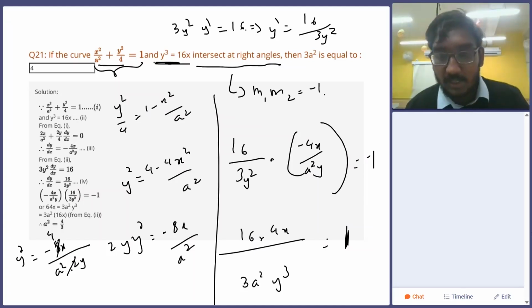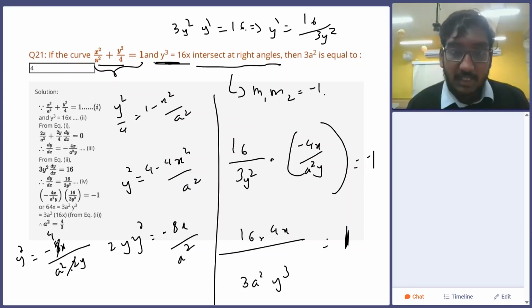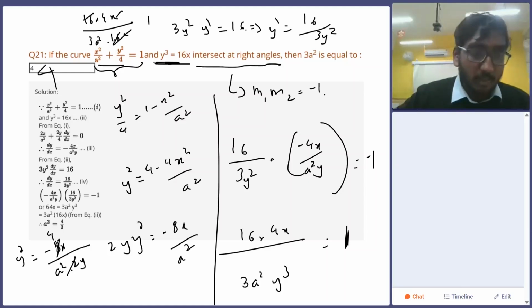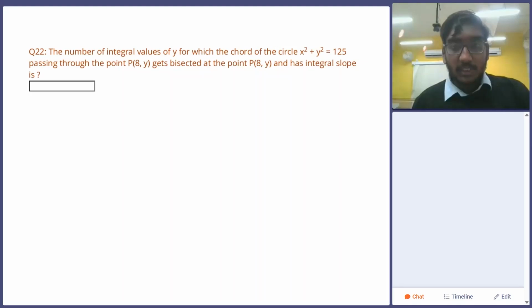What will be the condition then? 16 into 4x upon 16x into 3a square. The denominator is 3a square into 16x and that is 1. So cancel these two. So 4 is the value of 3a square. So 3a square is 4. That is the answer. So we will move to the next question. Yes, this question is actually from circles.